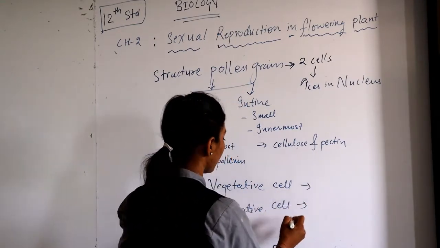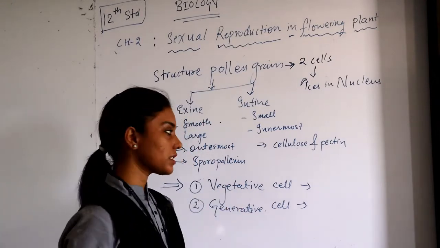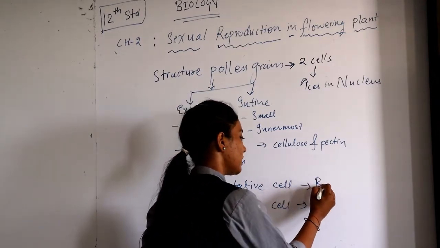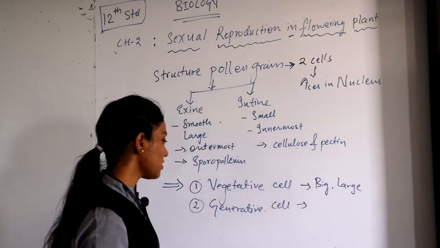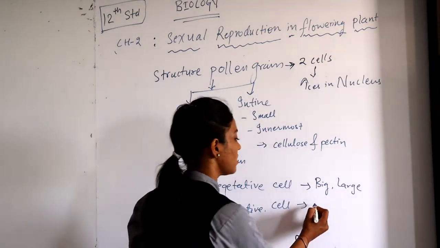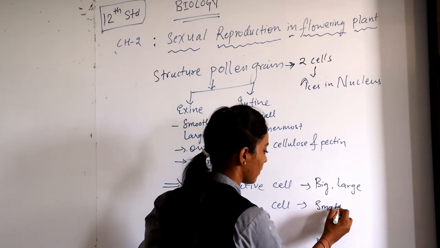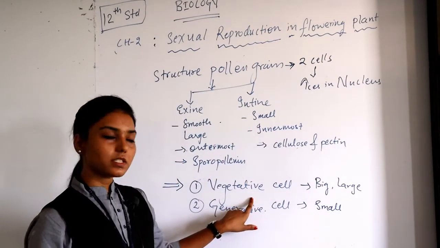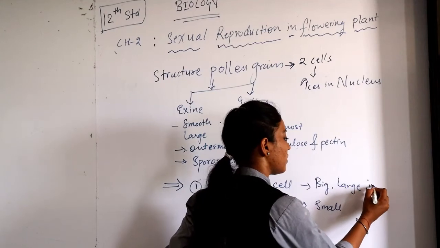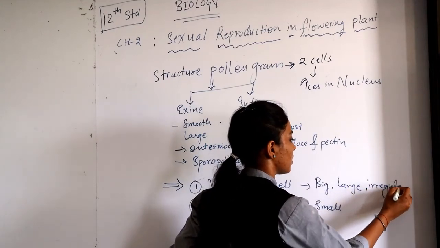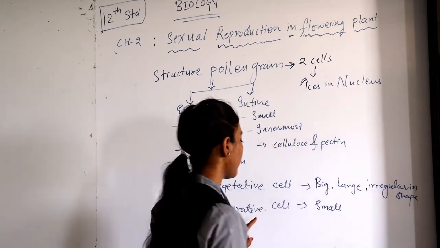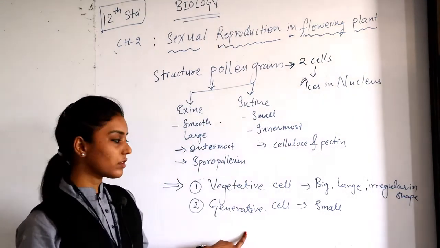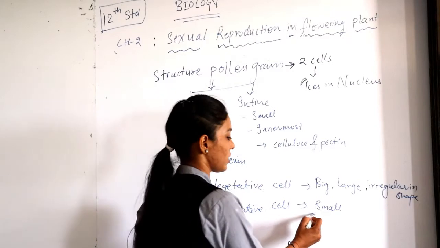Next, we have seen that vegetative cells are big, large, whereas generative cells were small. Vegetative cells were irregular in shape, whereas generative cells, they were what? They were spindle shape.